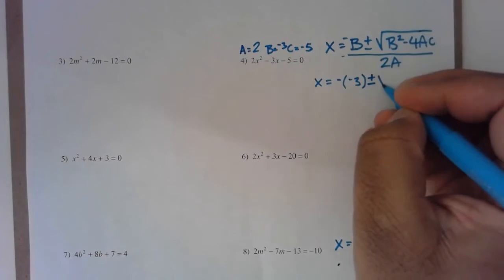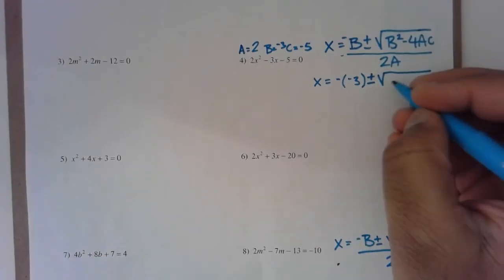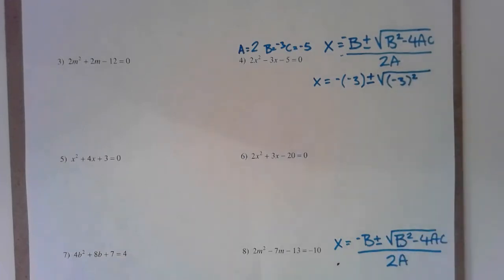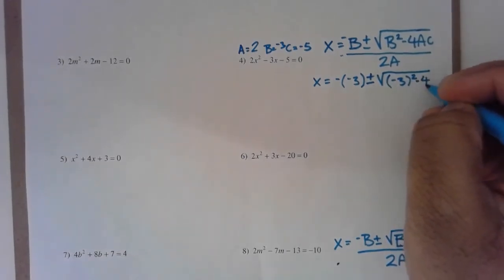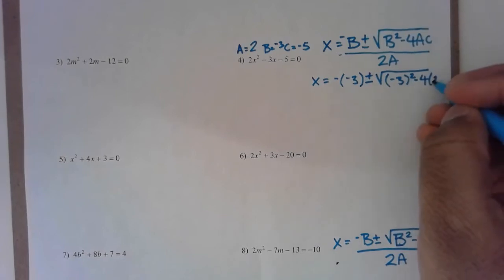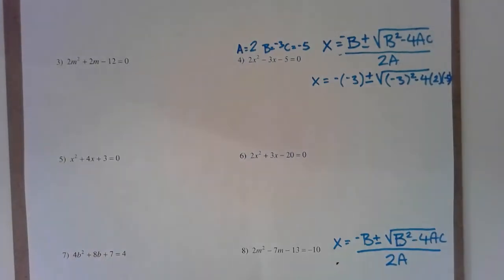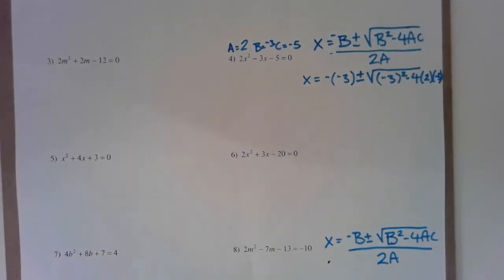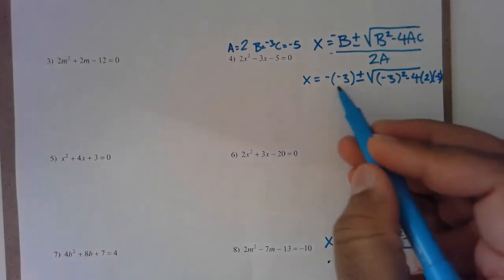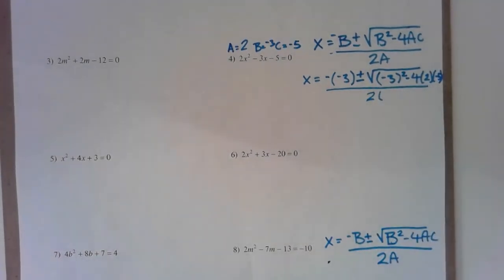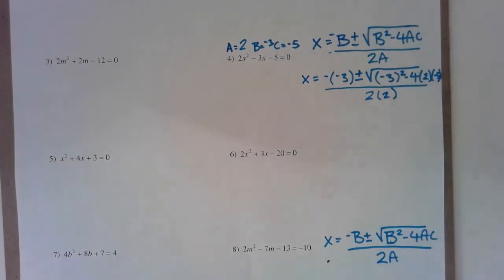Plus or minus the square root of b squared. In this case, we're going to have -3 squared minus 4ac. My a is 2, and I'll try to squeeze the c in here, -5. Just barely. I wanted to try to use the same paper here to see if I couldn't squeeze that in. We'll see how this works out. And then, of course, we have to deal with the denominator: 2 times a, and in this case, a is 2.